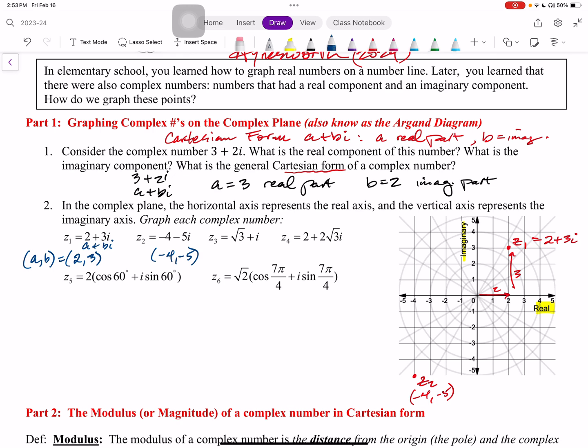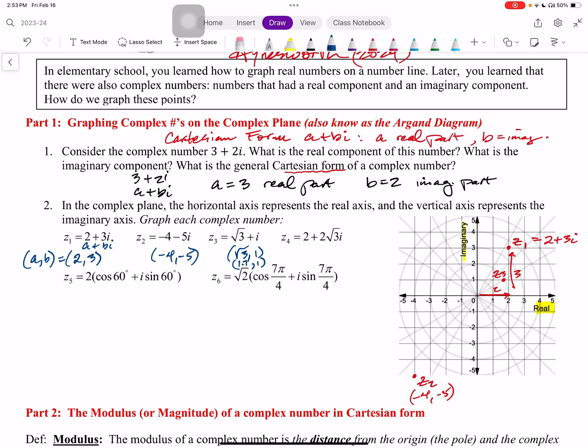So just be careful here. The real part is root 3, and the imaginary part b is 1. So this is going to be root 3 comma 1. And root 3, as you know with me, is about 1.7. So 1.7 comma 1. You just approximate this one. You go 1.7 to the right and then up 1, right about there approximately, and that's z3.